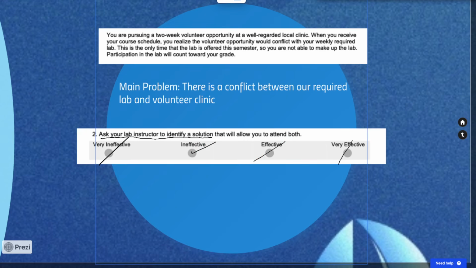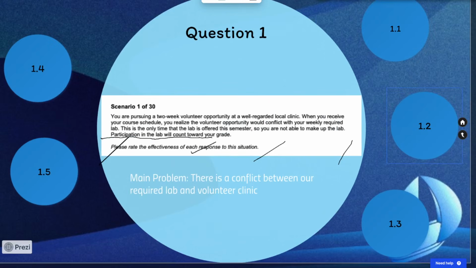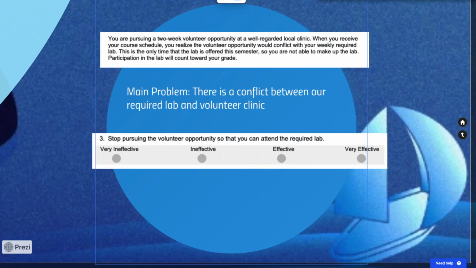All right, so let's go back. Number 3, let's get these out of the way. Yeah, that one's a bit tricky. I think 1.2, probably one of the most tricky questions on the exam, in my opinion. But that's the kind of thinking that the AAMC wants you to get used to as you're going through the exam. So, all right, let's move on. Number 3, stop pursuing the volunteer opportunity so you can attend the required lab. Okay.